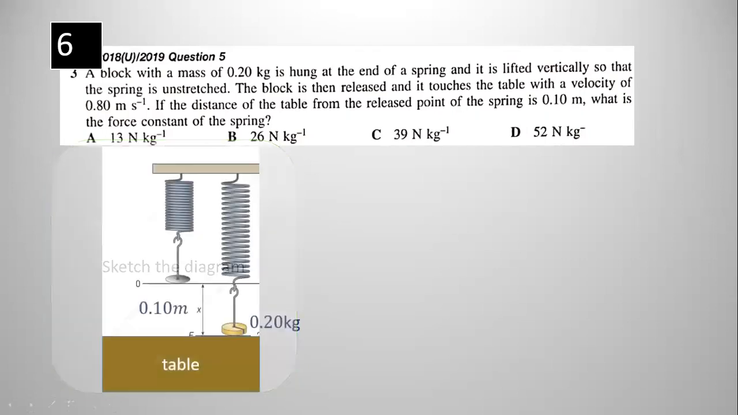Okay, sketch the diagram. This one is the unstretched length. This is 0.2, the same mass. There's your table there. That height there is 0.1. This is unstretched. Right? So draw a picture there, and you can picture what is happening. And then you are told the block is released and it touches the table. So at this part there, where it touches the table, there's the speed.